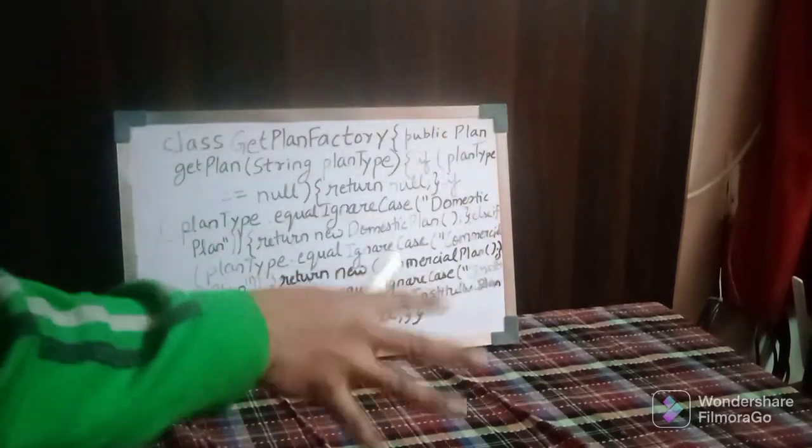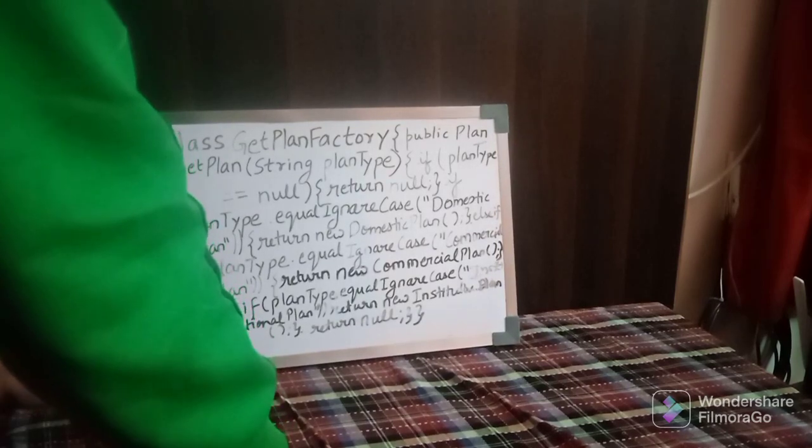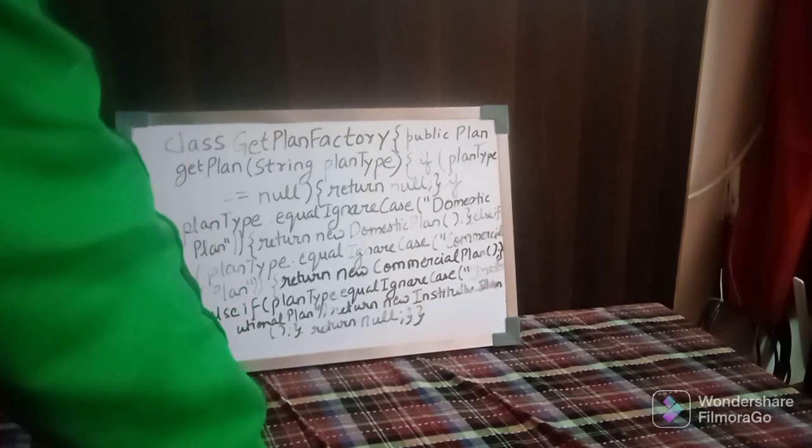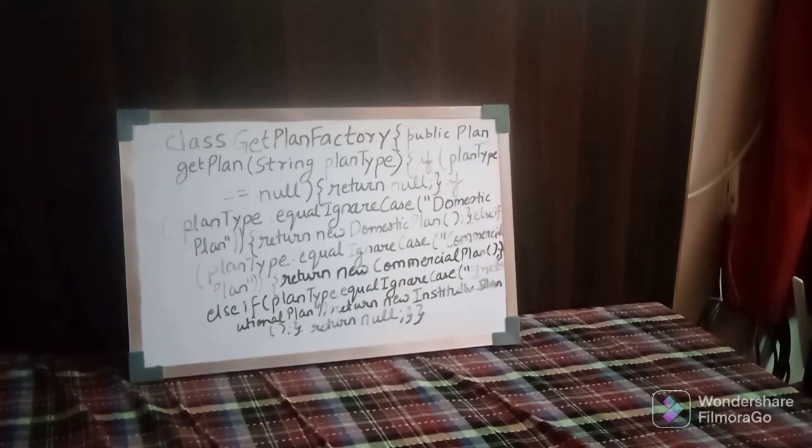Now further we would look at the generate bill method. Generate bill method is a method which is generating the bill, and it is calling the get plan method, which is in turn asking to create an object of type get plan class.